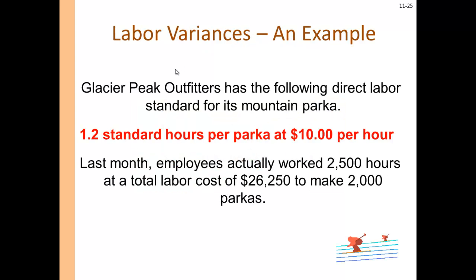So that was materials variance. Let's talk about labor variance. Now, at the same manufacturing for the parkas, Glacier Peak Outfitters has the following direct labor standard for its mountain parka: 1.2 standard hours per parka at $10 per hour. Last month, employees actually worked 2,500 hours and total cost of labor was $26,250 to make 2,000 parkas.